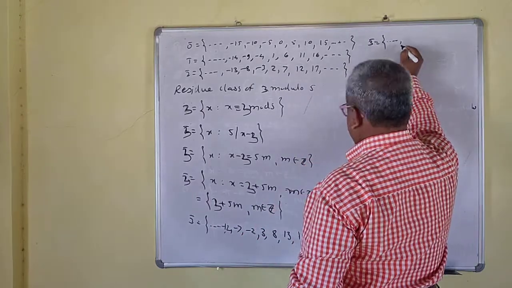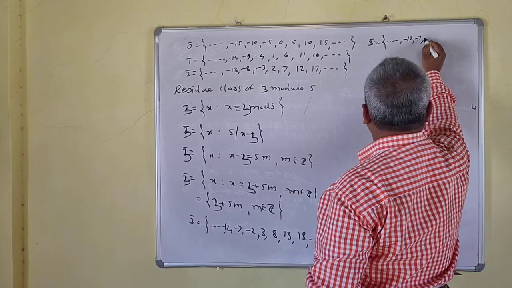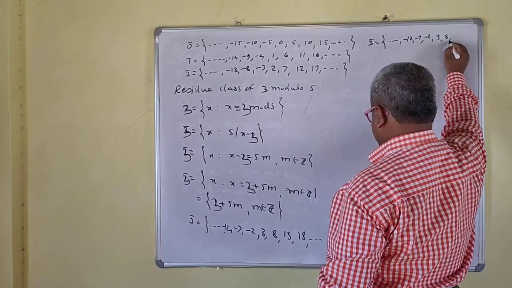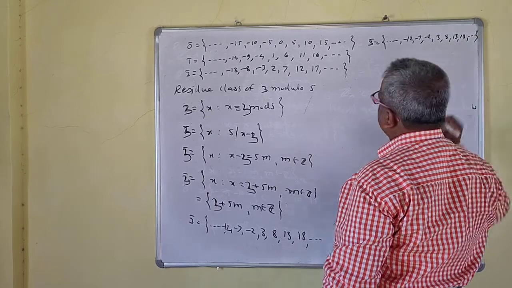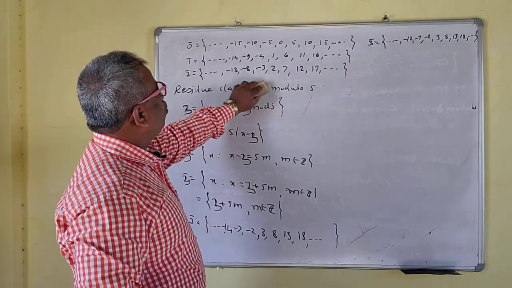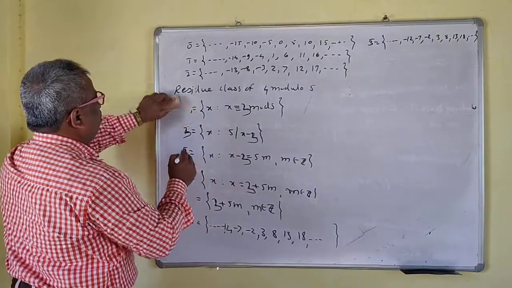Dot dot dot. Minus 12, minus 7, minus 2, 3, 8, 13, 18, dot dot dot. Okay. Now I will find the residue classes of 4. So now 4, so what will this be?